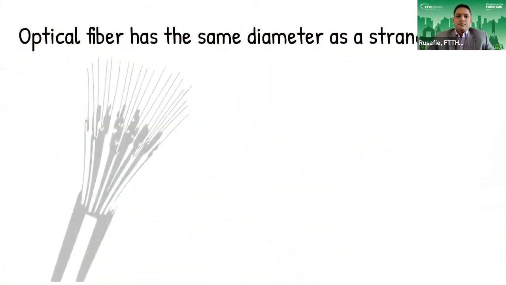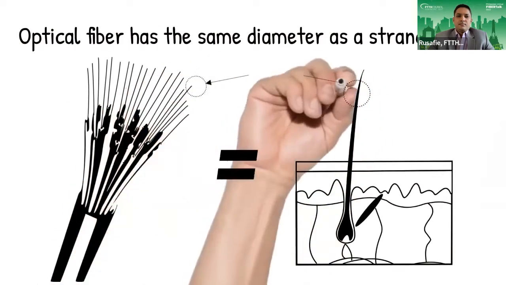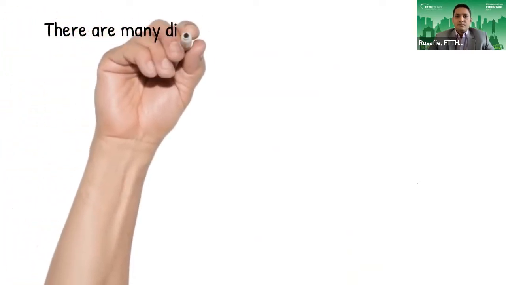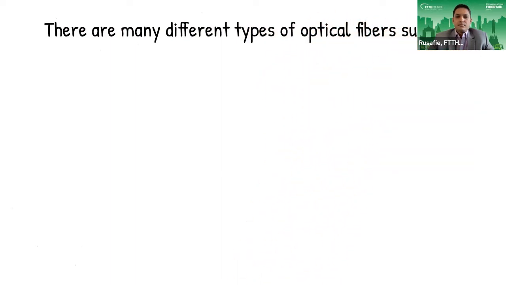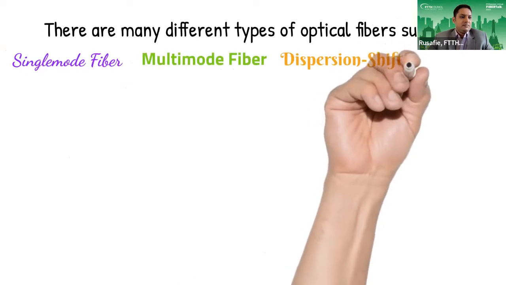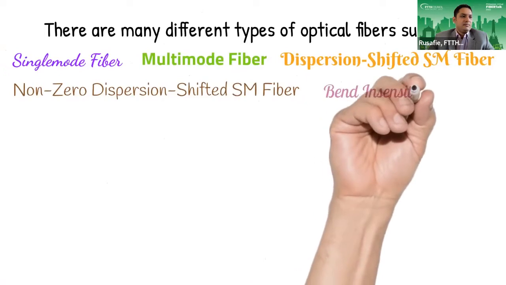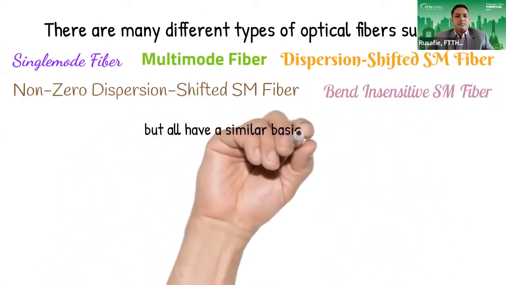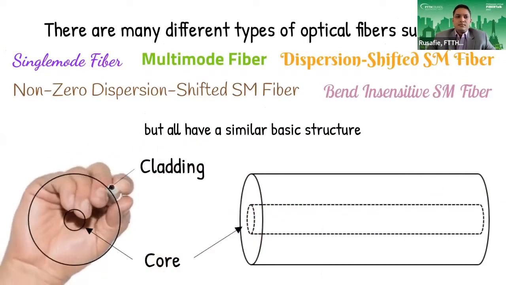Basically, an optical fiber is a very thin strand of glass about the same diameter as a strand of hair. Pretty impressive, isn't it? To the naked eye, all optical fibers may look the same. However, that's not the case. There are many different types of optical fibers, each with their own specific application. Some examples are the single-mode fiber, multi-mode fiber, dispersion-shifted single-mode fiber, non-zero dispersion shifted single-mode fiber, and bend-insensitive single-mode fiber. All of them have a similar basic structure, which is a core in the middle and a cladding around it.